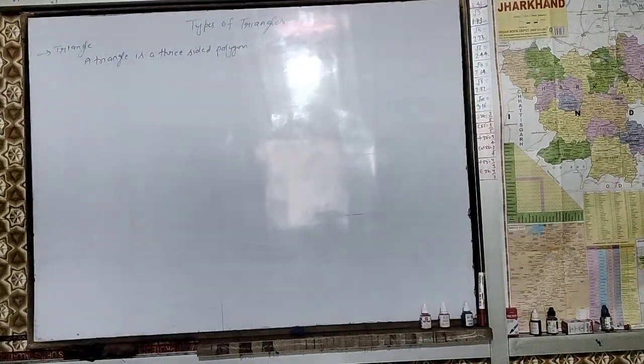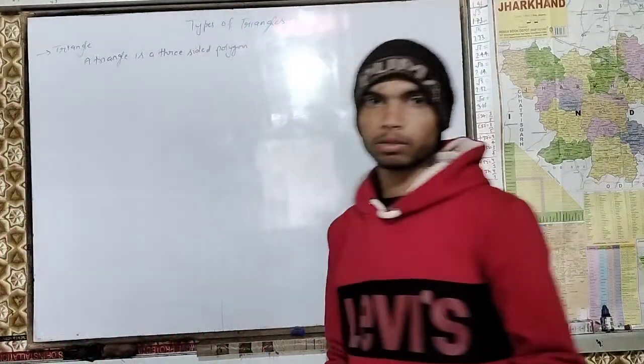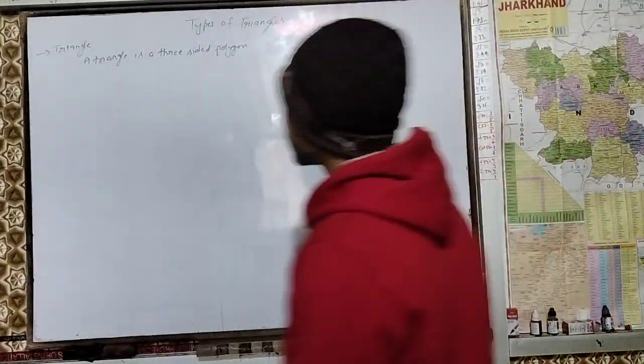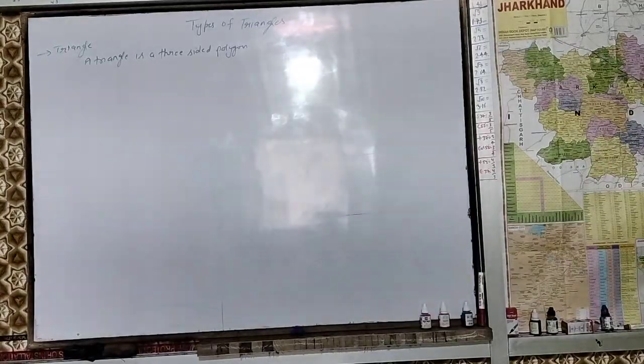Now it's about the types of triangles. We are starting from the basics. Let's start with the word triangle.